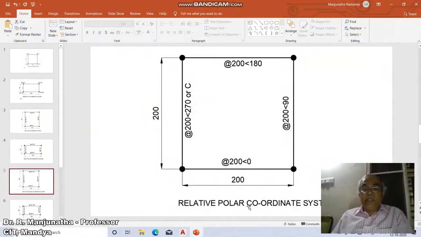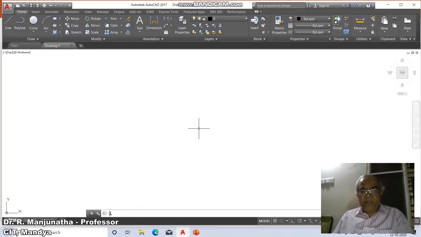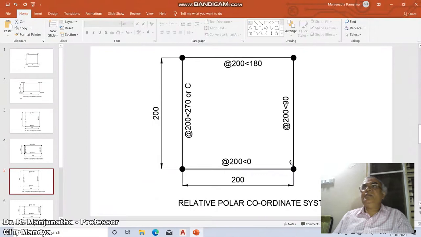System, which is relative polar coordinate system. Here, the first point we are going to consider command is line. I will consider first point as select any arbitrary point and click on the first button of the mouse. So when you say relative polar coordinate system, relative means at the rate, polar means angle. So the syntax is at the rate distance less than angle.